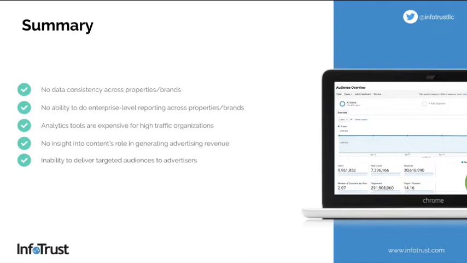We have about 10 minutes left. I want to summarize real quick, and then we'll open up for Q&A if there are any questions. Some of the most common digital analytics issues that publishers are facing that we talked about: inconsistent data quality across properties and brands, the inability to do enterprise-level reporting, the sheer expense of analytics tools for a high-traffic organization or high-traffic sites, the lack of insight into content's role in generating advertising revenue, and also the inability to deliver targeted audiences to advertisers.